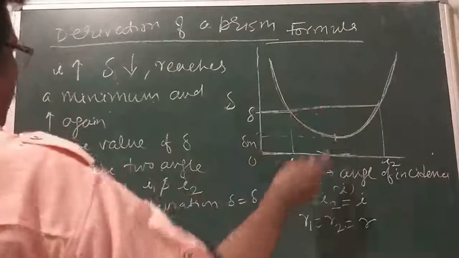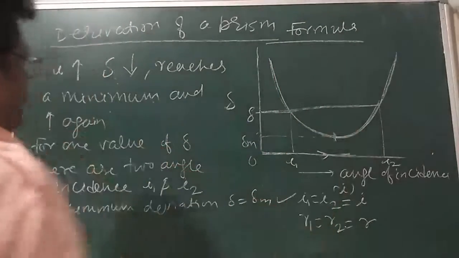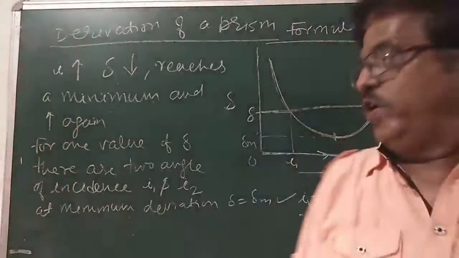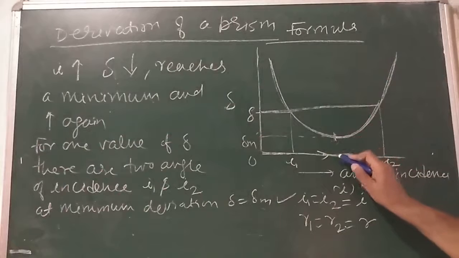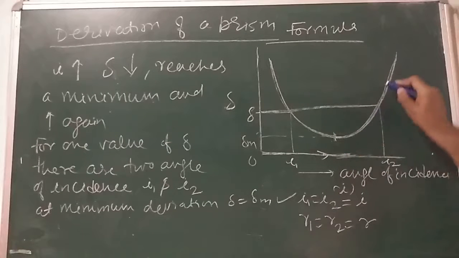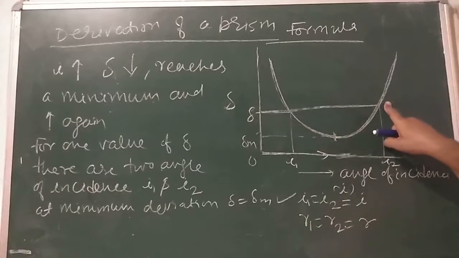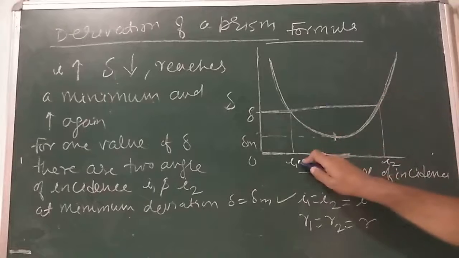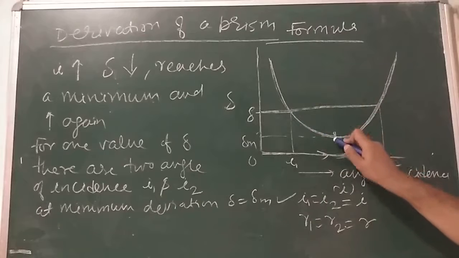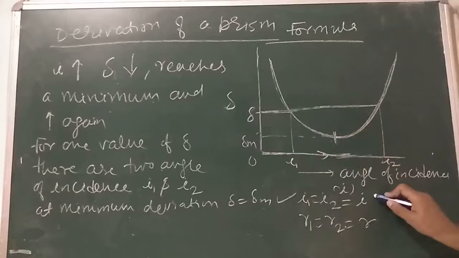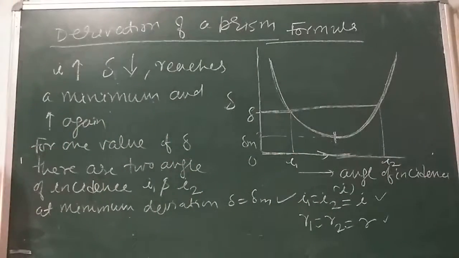With the help of this graph, what we saw, again I am repeating, when I increases, delta decreases. It reaches a minimum value here, and then as I increases, delta again increases. For one value of delta, there are two angles of incidence, say I1 and I2. At minimum deviation, where I1 and I2 are equal to I, R1 is equal to R2, also equal to R.